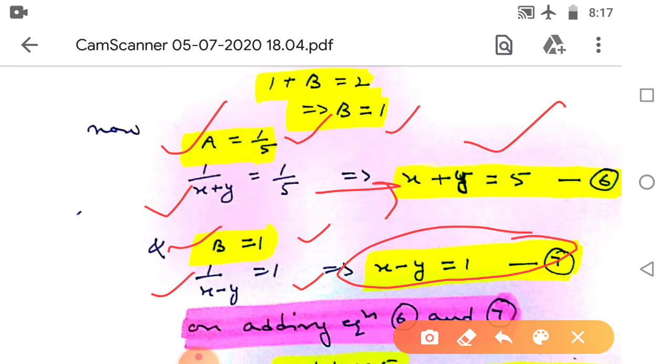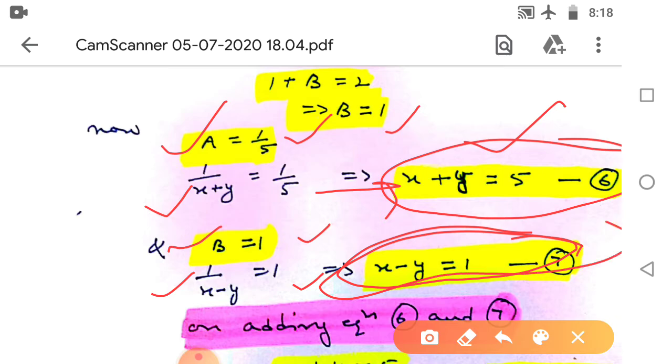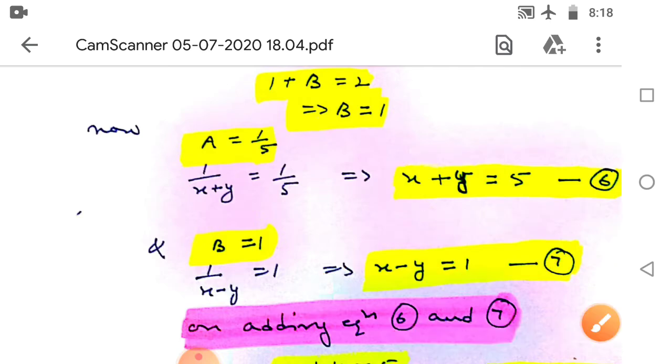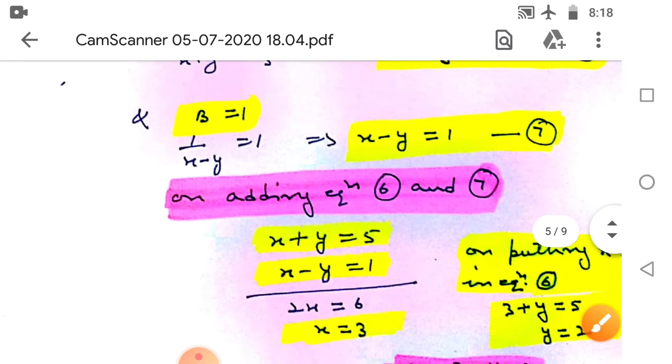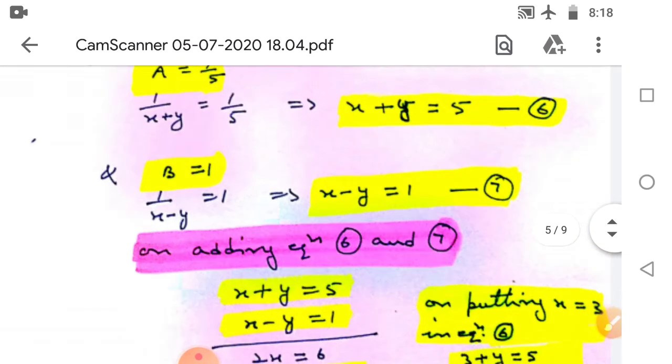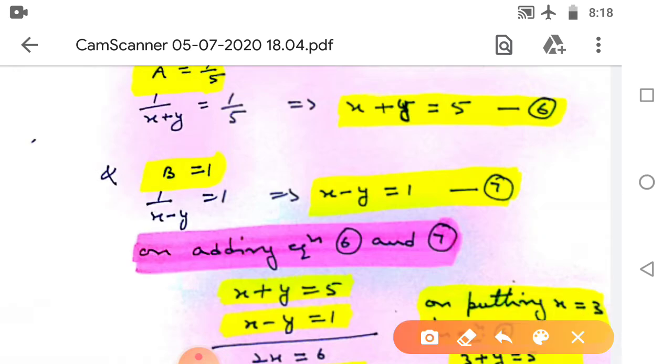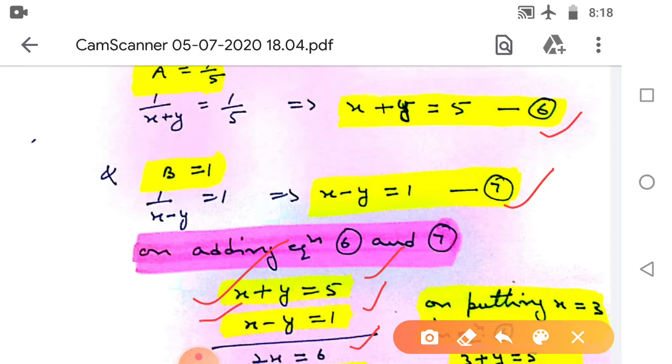So we have two equations in front of us. X plus y is equal to 5 and x minus y is equal to 1. Okay, look, the coefficient of y is plus 1 and minus 1. So on adding equation number 6 and equation number 7, here x plus y is equal to 5 and x minus y is equal to 1. On adding, we get 2x is equal to 6. The value of x comes 3.